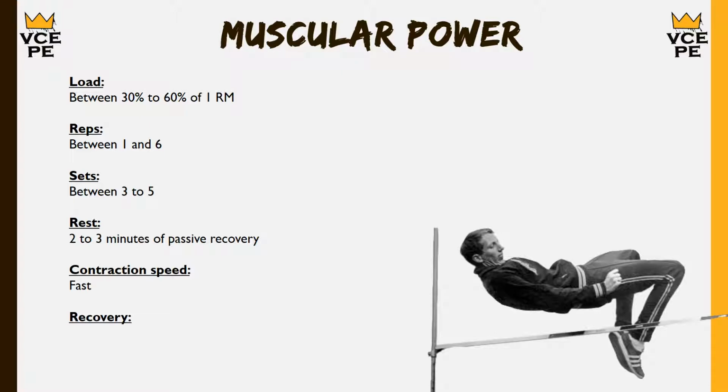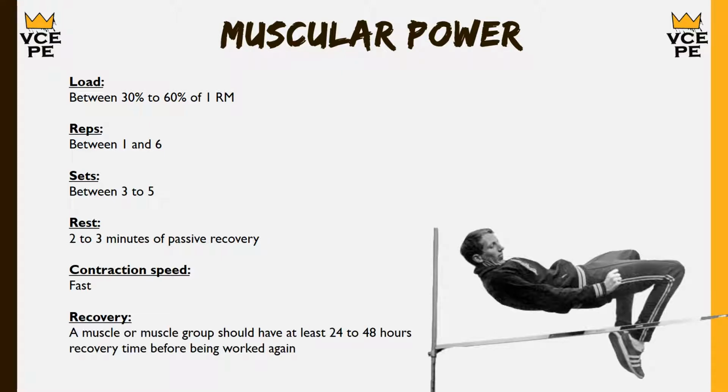Now, looking back at the load, we're talking about 30 to 60% of our 1 RM, which is not that heavy. That then allows us to have the contraction speed that is fast. If we put too much weight to lift, we're not going to be able to contract our muscles very quickly. So therefore, it works out very well there. And again, we need to make sure that we recover, so at least 24 to 48 hours of recovery time between workouts.